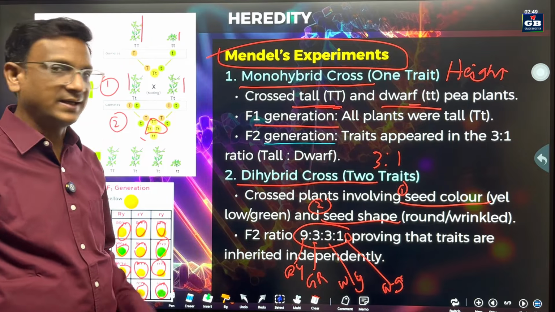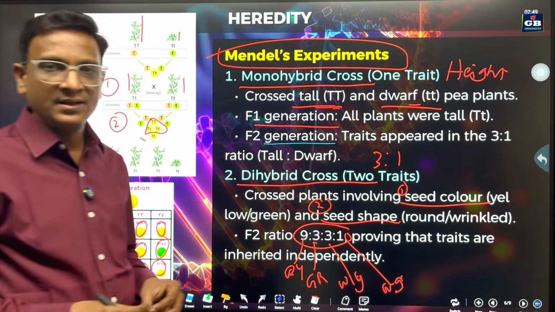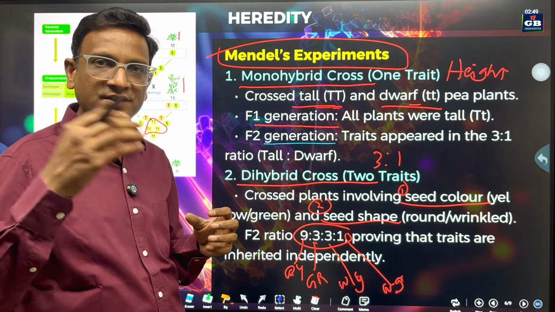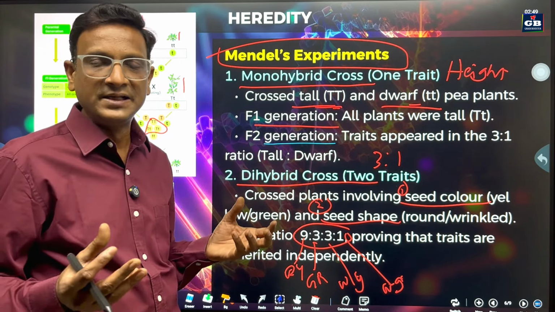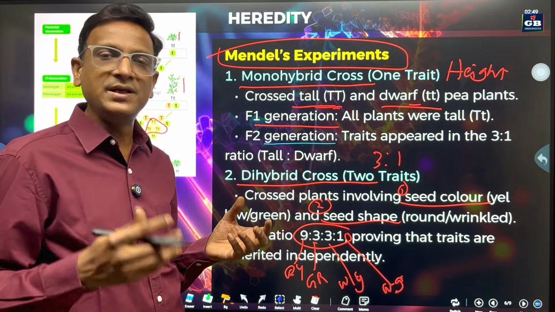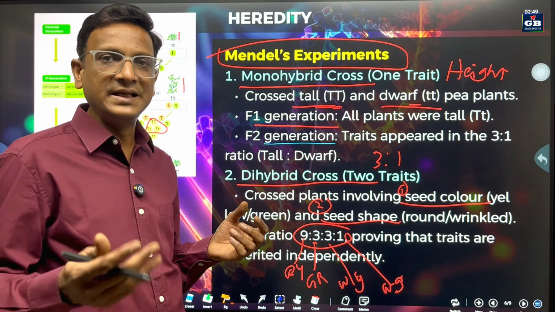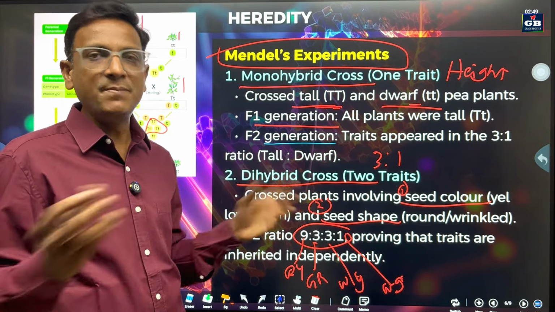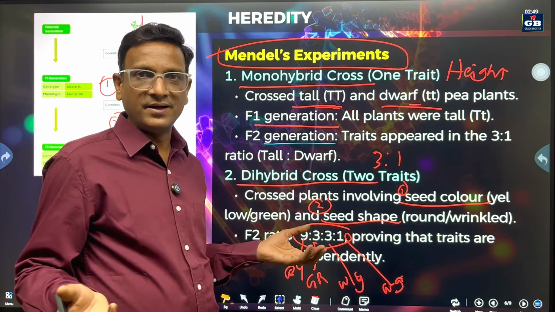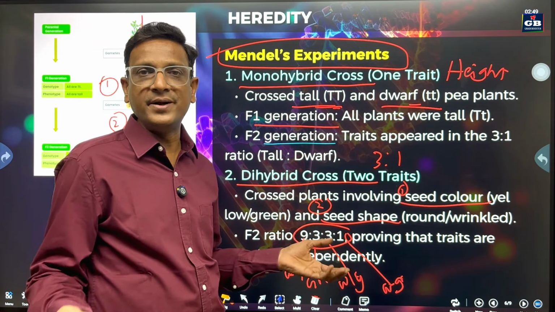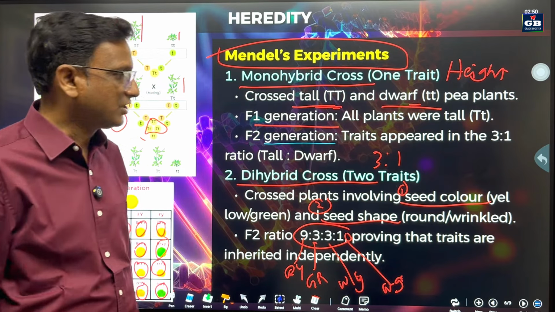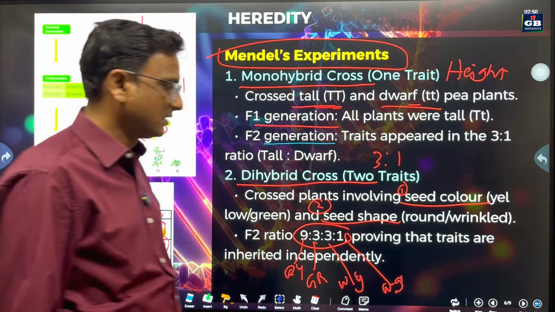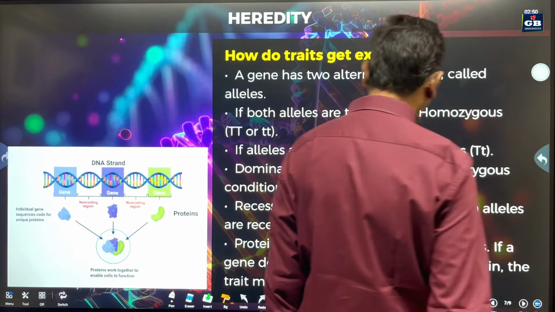So here we can observe that the traits inherit independently. Means the roundness and yellow color are not linked together. It doesn't mean that if the seed is yellow it should be round, not like that. It can be yellow and wrinkled, it can be yellow and round, it can be green and wrinkled, it can be green and round. So the shape and color are independent. They get assorted independently. This is the law of independent assortment. Right, children? This is how the inheritance of traits takes place, which was observed by Gregor John Mendel.